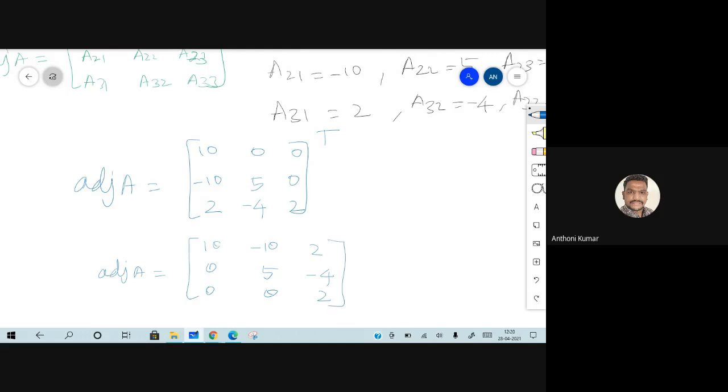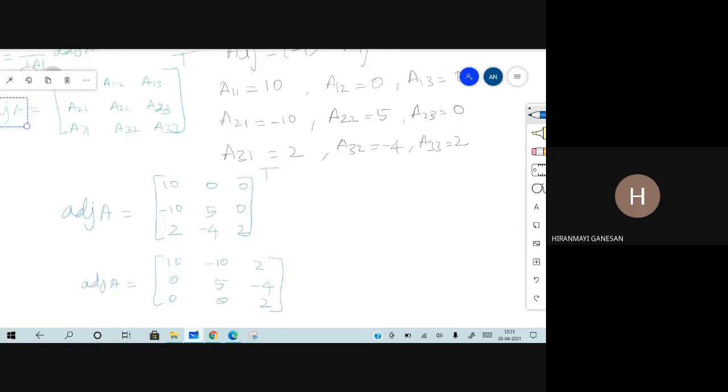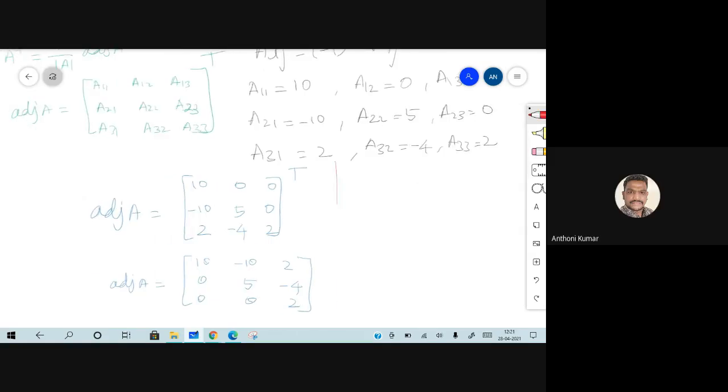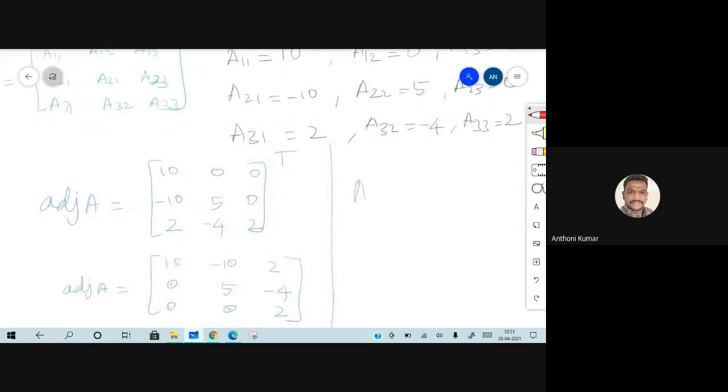Am I right or wrong? Yes, sir. Then you can conclude that A inverse is equal to 1 by det of A, that is 10. Determinant of A is 10, right? 10 into the adjoint of the matrix. You know what the adjoint of the matrix is? So 10, minus 10, 2, 0, 5, minus 4, 0, 0, 2. Yeah, you're right, it's minus 4. Thank you.